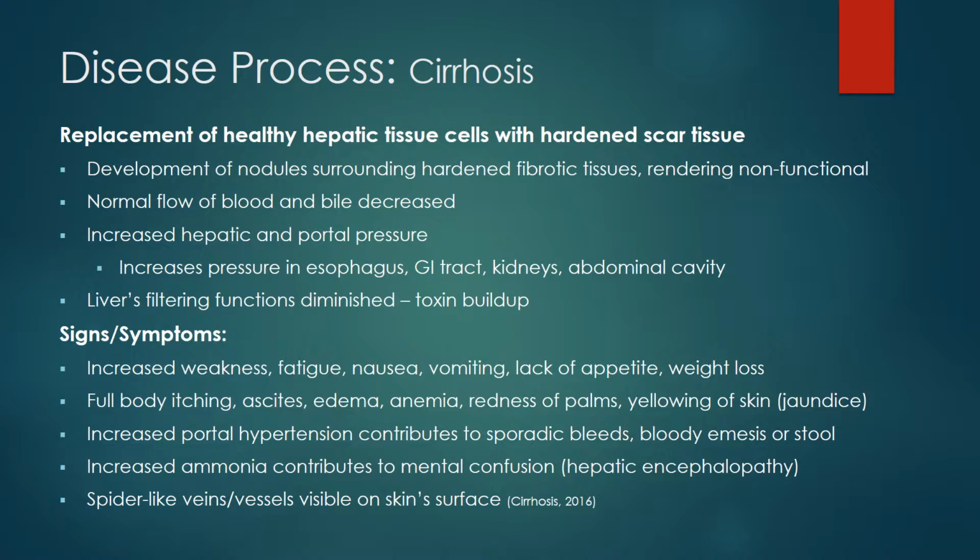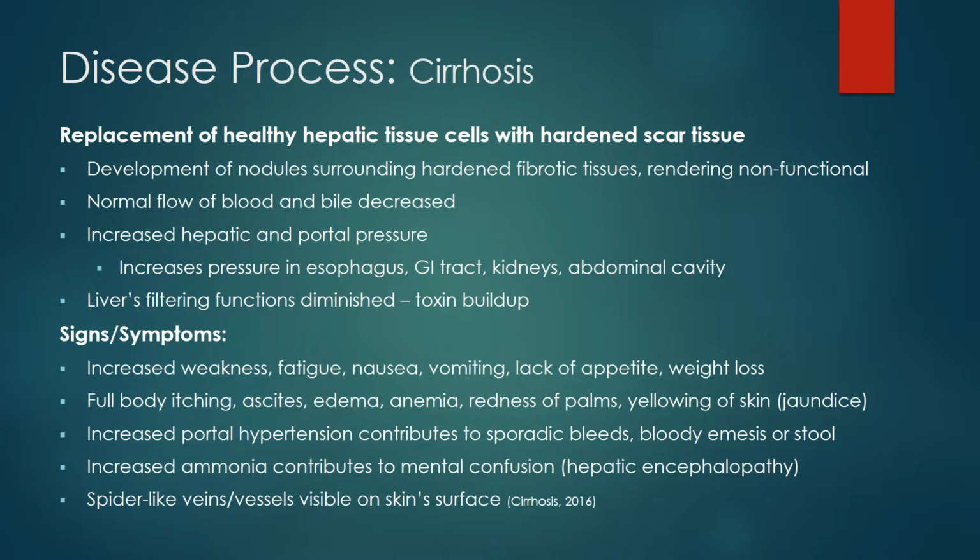So normal blood flow through the liver itself, and the flow of bile through there as well, is decreased because of an entire region where they once flowed and now they cannot, because it's completely hardened with no veins or vessels to go through. So this increases the hepatic pressure both within the existing veins and vessels within the liver.